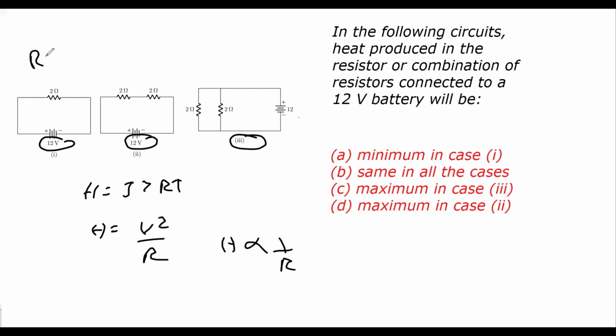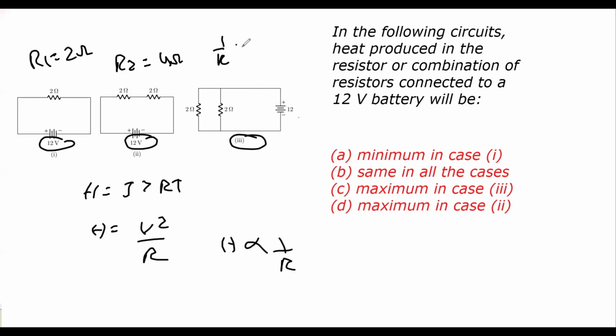So in case 1, the resistance is how much? 2 ohm. In case 2, as they are connected in series, so 2 plus 2 is what? 4 ohm. And in this case, they are connected in parallel. So 1 over R is equal to 1 over R1 plus 1 over R2. So that is half plus half.